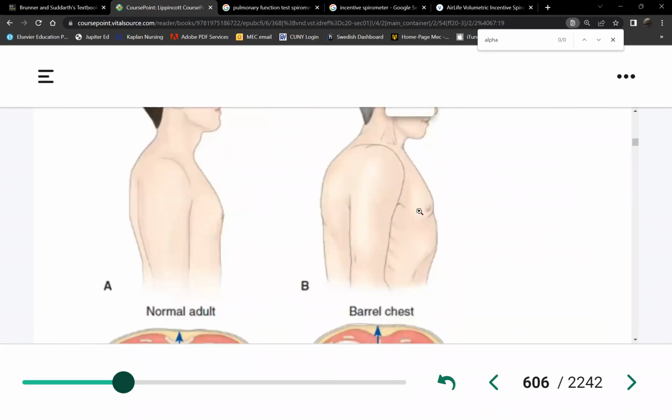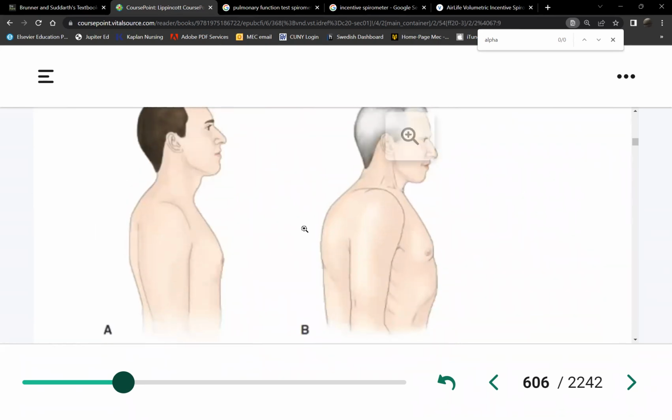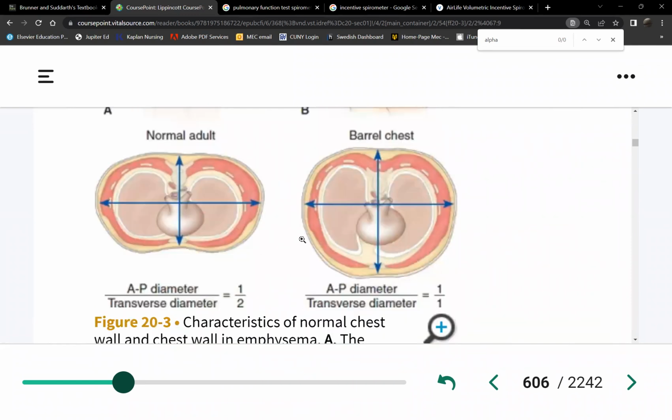So here's the chest wall. This is the same person, but this one non-COPD, look at the chest wall now, chest diameter after COPD. This is what we call the barrel chest. And this is what it looks like. It's supposed to look like this, oblong. But because of the lung tissue, the alveoli becoming flabby, now it becomes almost a perfect circle.